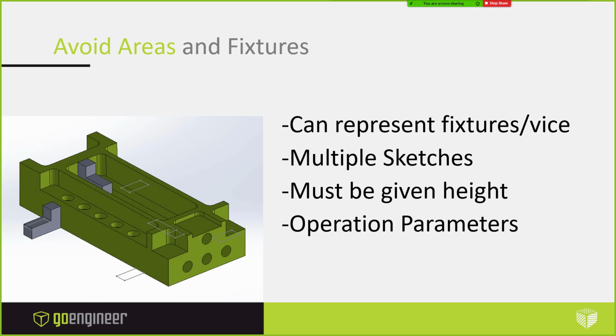Another thing with avoid areas is they have to be given a height, so a 2D sketch isn't enough. If we're in assembly mode, which is in the next package up, SolidWorks CAM Professional, we can model those fixtures. But if we're just using sketches in SolidWorks Standard or any package, we have to give it a height. We have to suggest it has some volumetric shape rather than just a two-dimensional shape. And then there are additional operation parameters. If you jump into an operation that you've applied an avoid area to, or even a contain area, there are a couple of additional parameters inside the operation that can affect how you interact with that. So let's jump into SolidWorks.